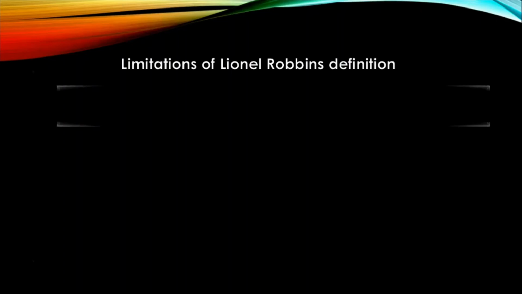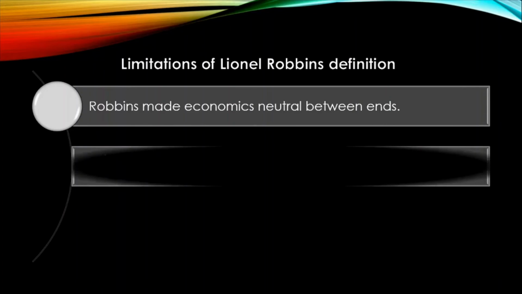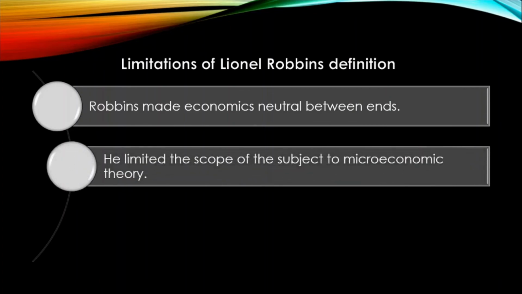The first limitation is that Robbins made economics neutral between ends, as he did not explain the positive and the normative statements of economics. And the second limitation is that he limited the scope of the subject to microeconomic theory, and yet economics as a subject studies the broad aggregates such as inflation, unemployment, national income, public finance, as well as other aggregates which affect the economy as a whole.